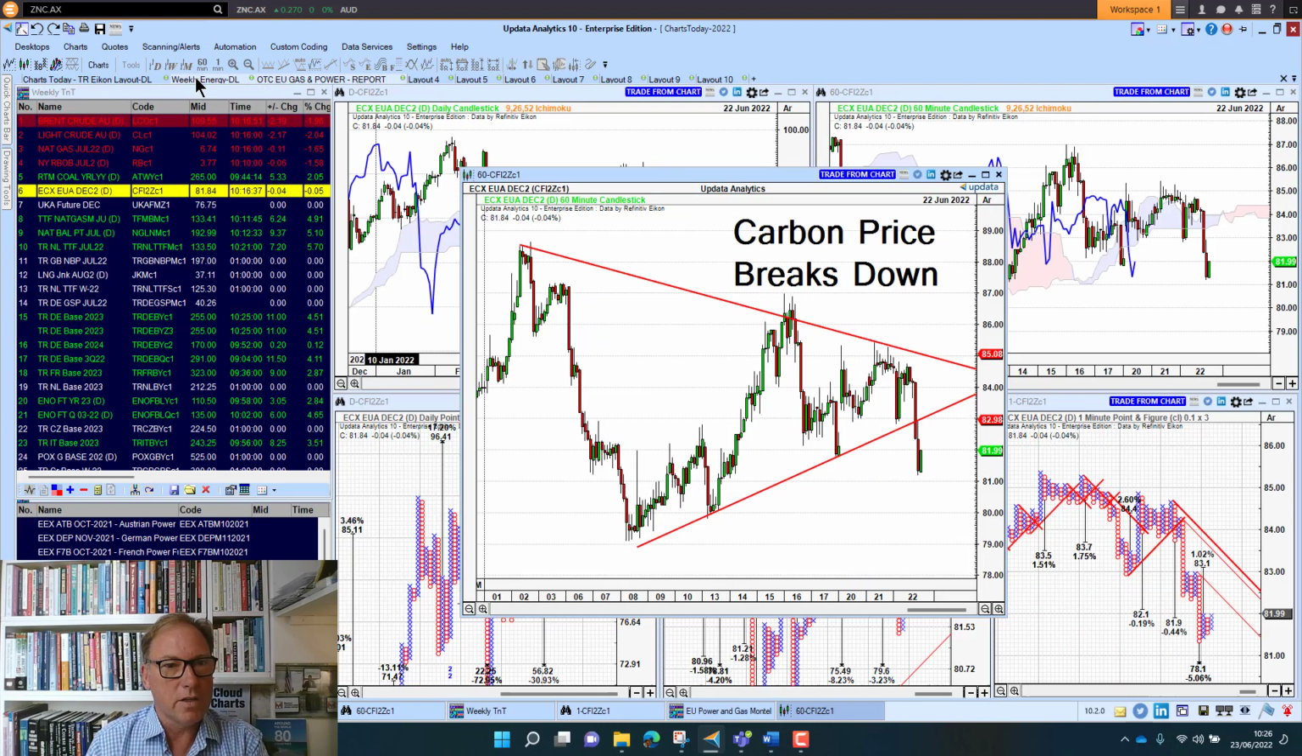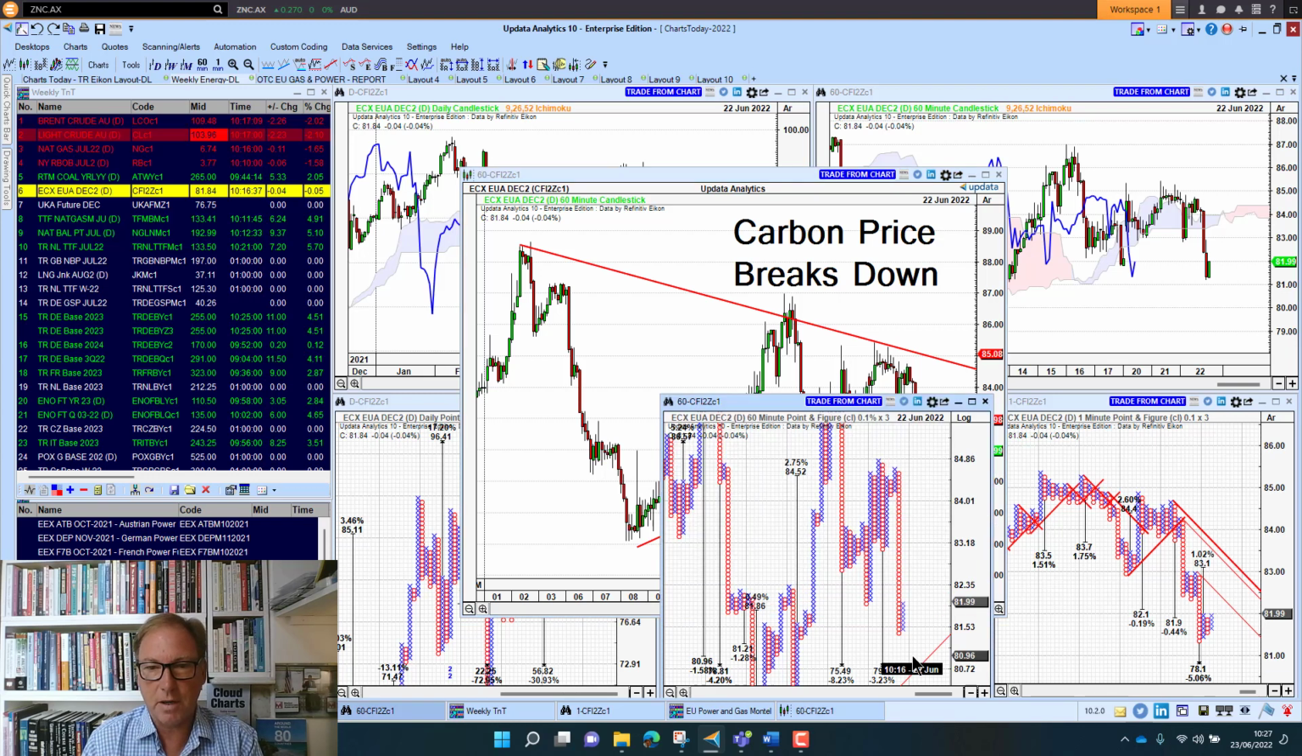So looking at the energy mix, the big story this morning is carbon prices are breaking down yesterday out of that congestion zone. We had an ascending symmetrical triangle, and we've broken down, and we've got new downside targets here on carbon and on the 60-minute chart. Really quite interesting seeing that.